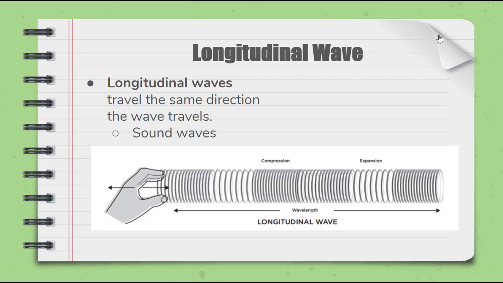Again, you also see this in a slinky. If you hold a slinky and stretch it out a little bit, and then you pull back on one of the little metal pieces and let it go, you can actually see the wave move through the slinky. You see areas of compression and you see areas of expansion. Now, an example of this is a sound wave. Sound waves travel like this.